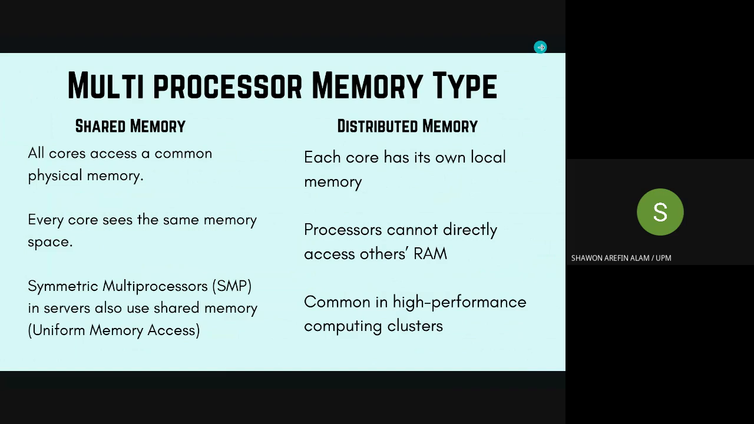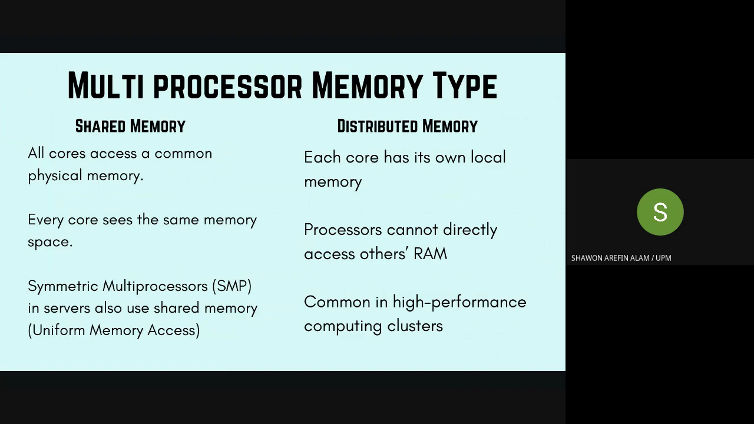Now let's compare these two systems. In shared memory, all processors access the same memory, like everyone using one whiteboard. They see the same memory space and work together seamlessly. This is common in servers and is called uniform memory access, where all processors access memory at the same speed.